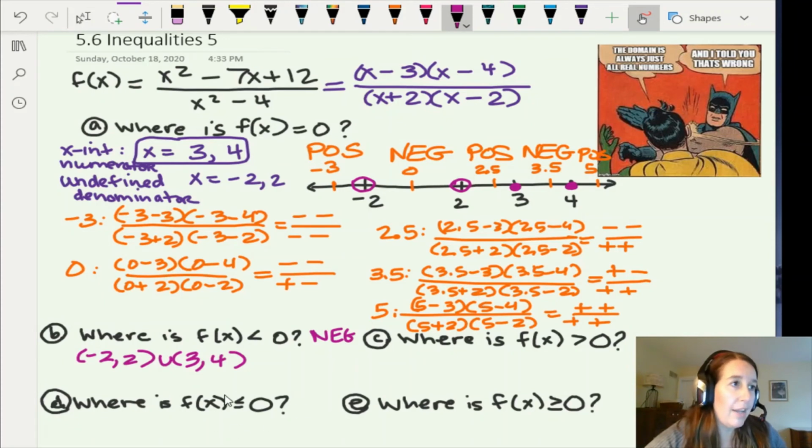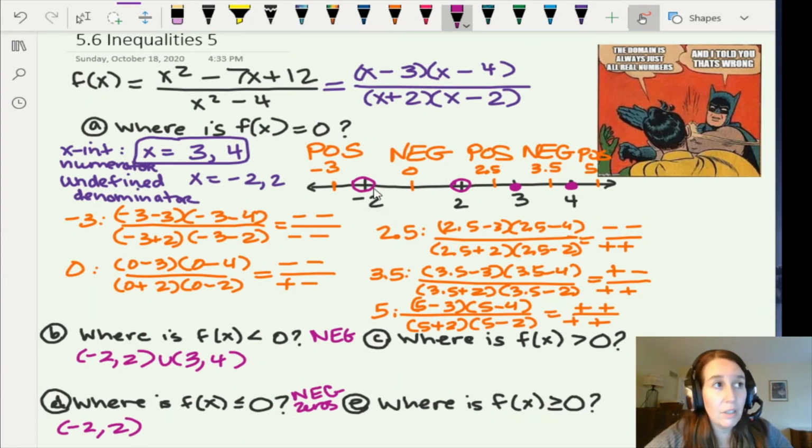Okay, now for part D, if this is the negatives and the zeros, then I want to say negative 2 to 2 doesn't change because those are undefined, so they're not negative, they're not 0, anything. So that's negative 2 to 2 parentheses. Then I still need 3 to 4 is negative, but I want to bracket 3 and 4 because those are equal to 0.